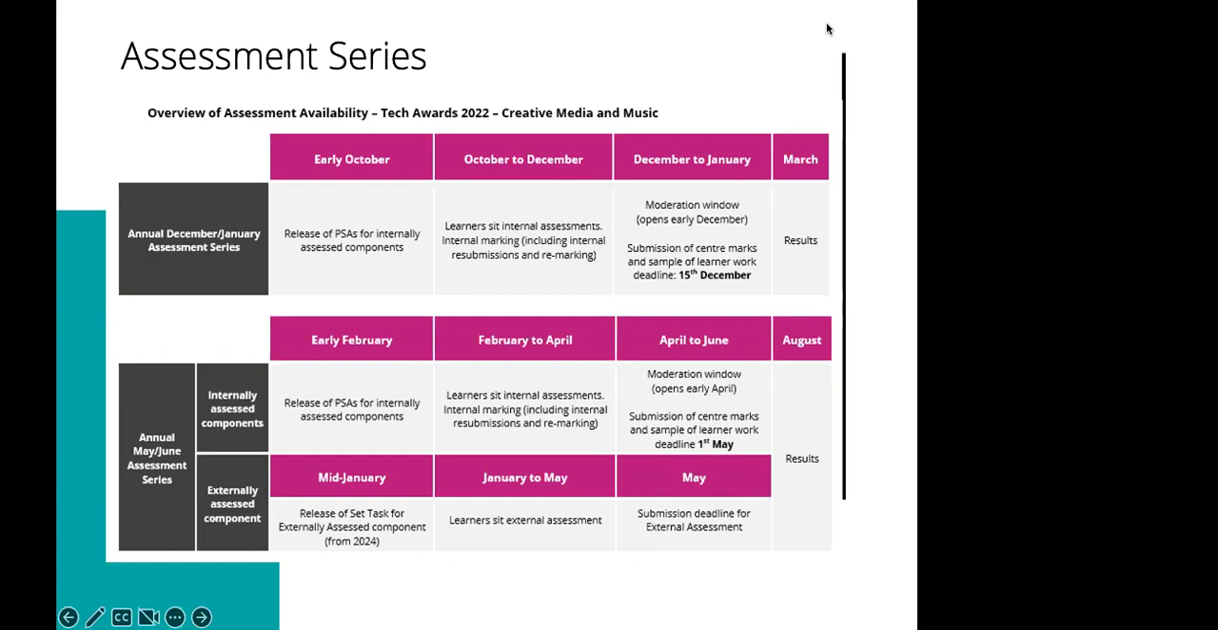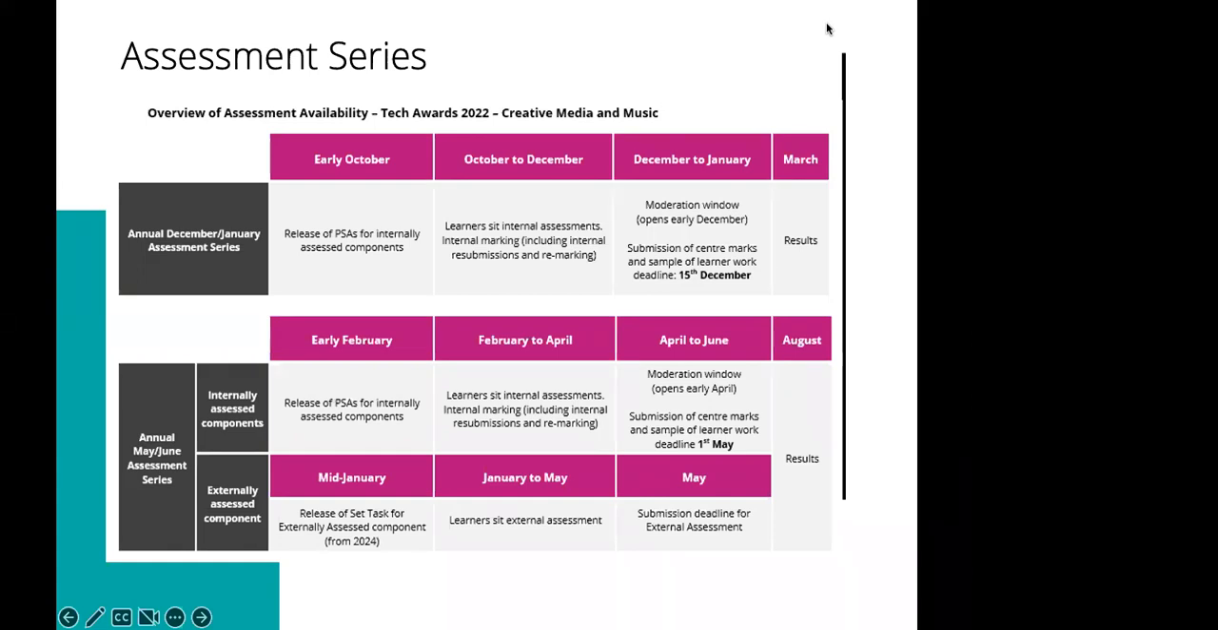So I've just seen a couple of comments come in, so I'm just going to pause to refer to them. So Jack says, just to confirm, for the best deliverance, component one should be assessed in May or June of year one, and component two in December, January of year two. We'll come on. That is the recommended way that these qualifications have been designed to be delivered.